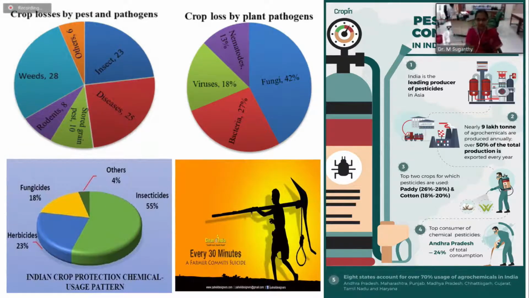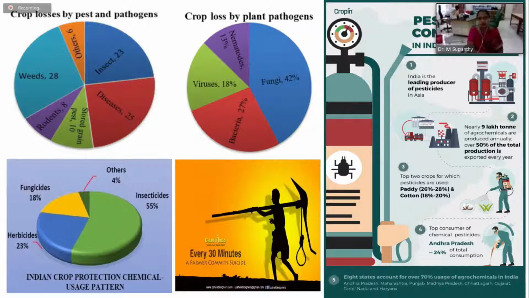If you see the fact that in India, for every 30 minutes, a farmer commits suicide. What is the reason? It is mainly because of indiscriminate use of insecticides. Because of indiscriminate use of insecticides, the pests are developing resistance and resurgence to the chemical pesticides. Then it leads to crop loss, and the farmer is unable to repay his loan. That is the reason for every 30 minutes, a farmer commits suicide in India.